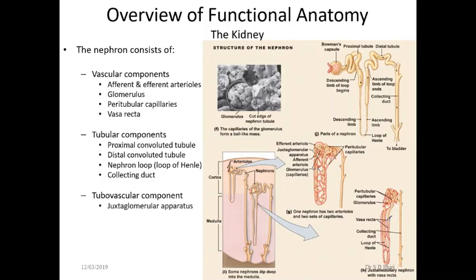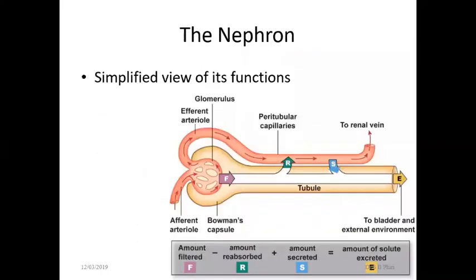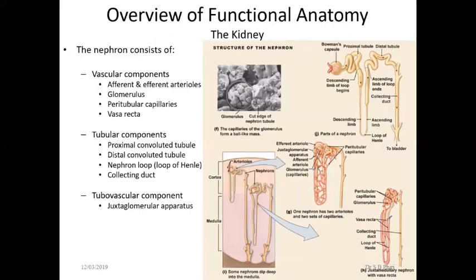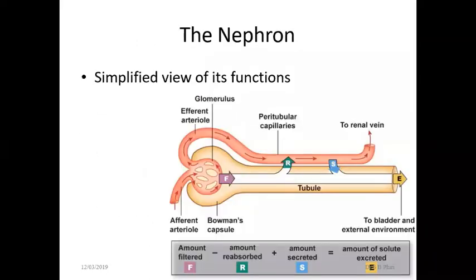So we have the juxtaglomerular apparatus, which is a tubovascular component of the nephron. So it's partly a tube and it's partly vascular system. So the tube part of it has cells that contribute to the juxtaglomerular apparatus, which are called the macula densa cells. And then you have the vascular component, which are smooth muscle cells that are involved in vasoconstriction. So I will explain later on. This is just the anatomy.